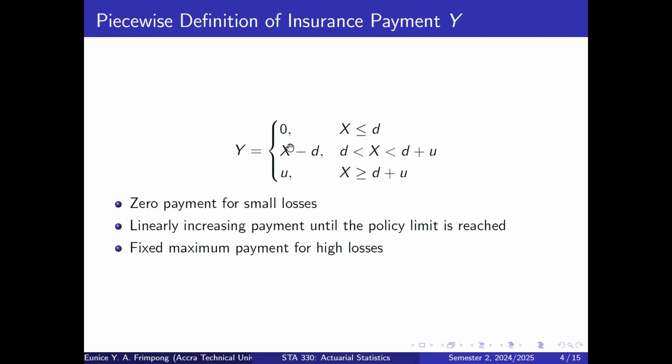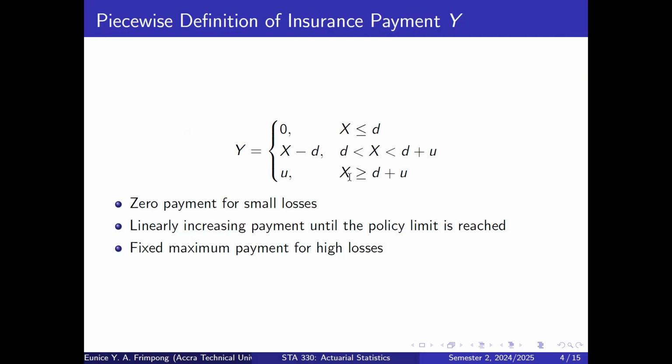Now, if the loss is between D and D plus U, so if the amount of loss is more than the deductible but less than the deductible plus U, which is the policy limit, then the insurance payment Y is equal to X minus D. So you just subtract the deductible from the total loss, and the insurer pays the rest.